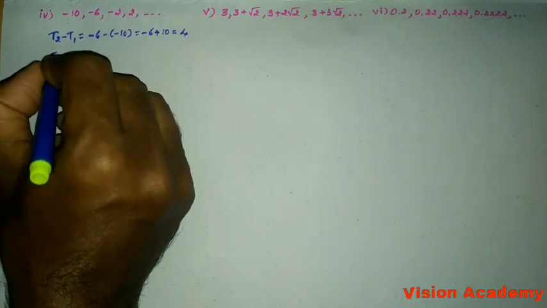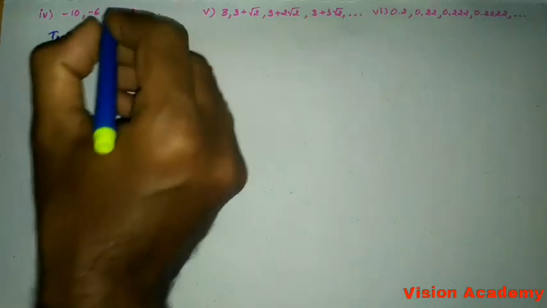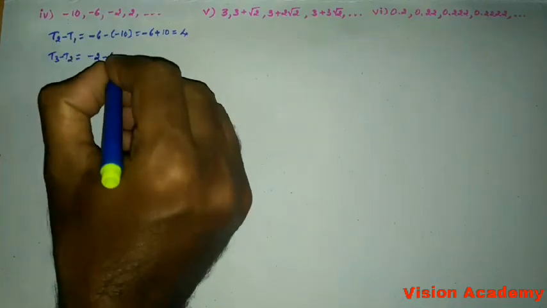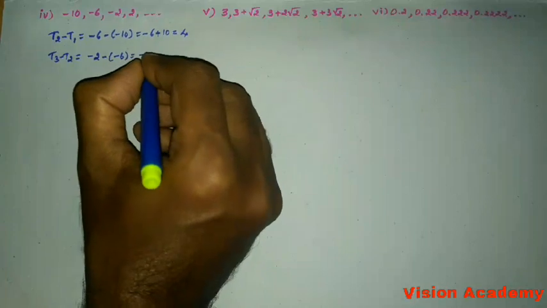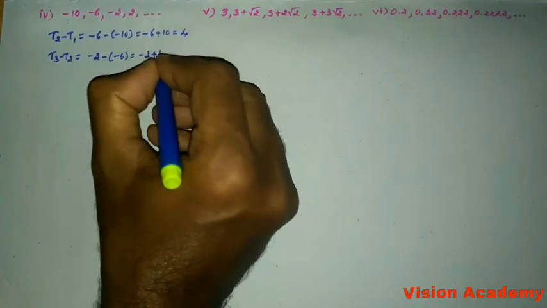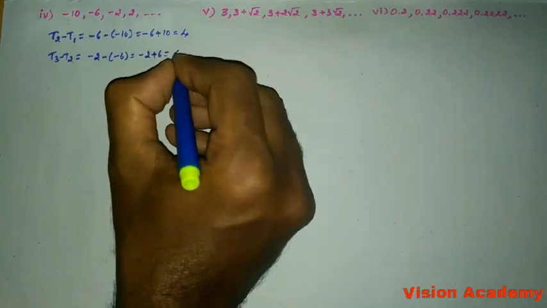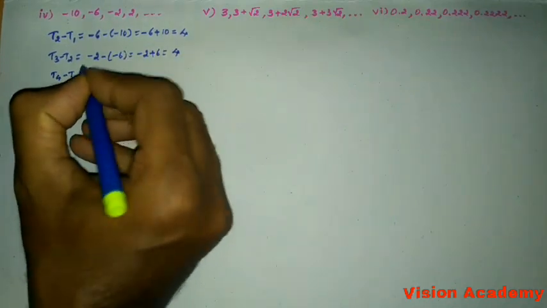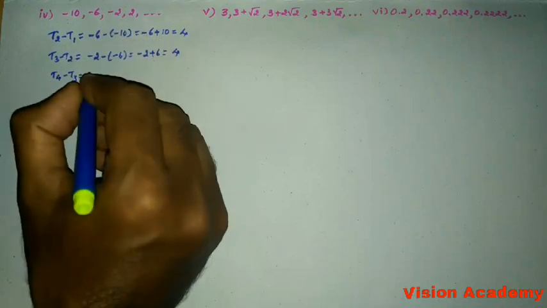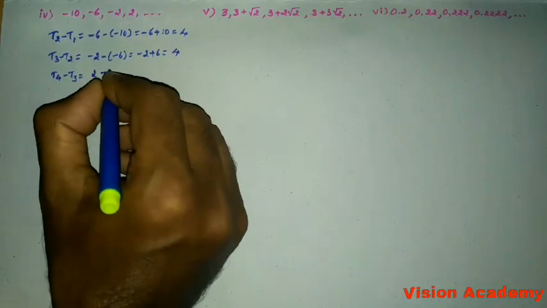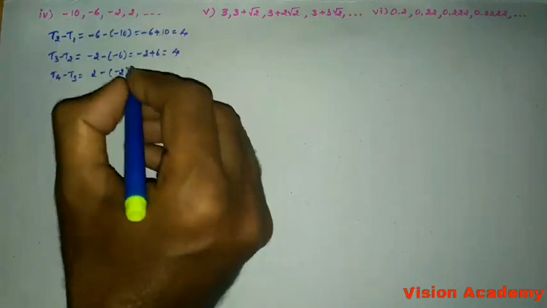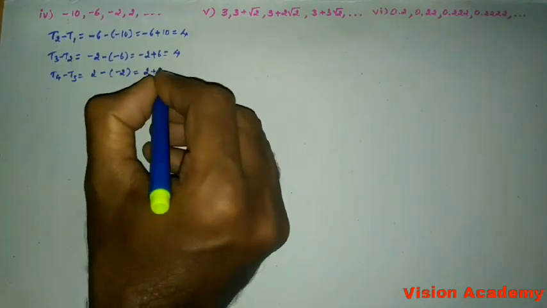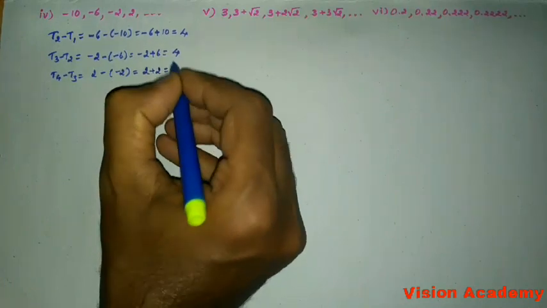Next, T3 - T2 is equal to T3 is -2 minus T2, which is -6, which is equal to -2 + 6, since minus into minus is plus, which is equal to plus 4. Next, T4 - T3 is equal to T4 is 2 minus T3, which is -2, which is equal to 2 + 2, which gives us 4.